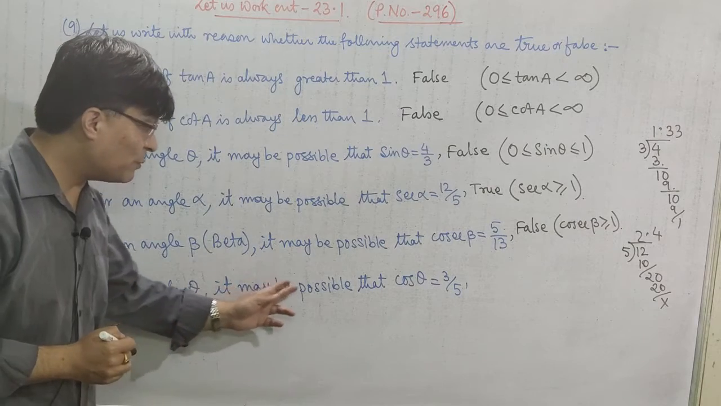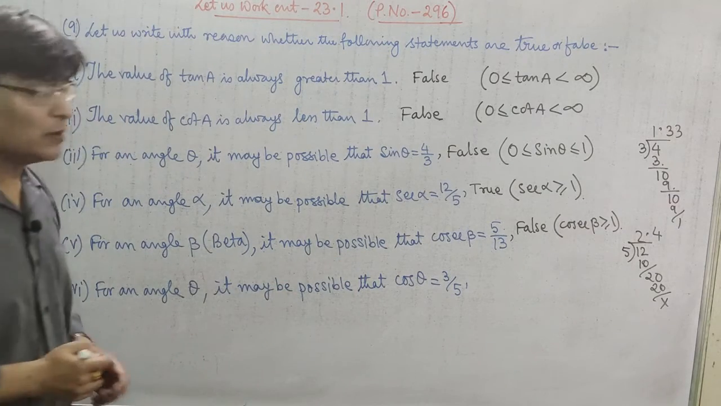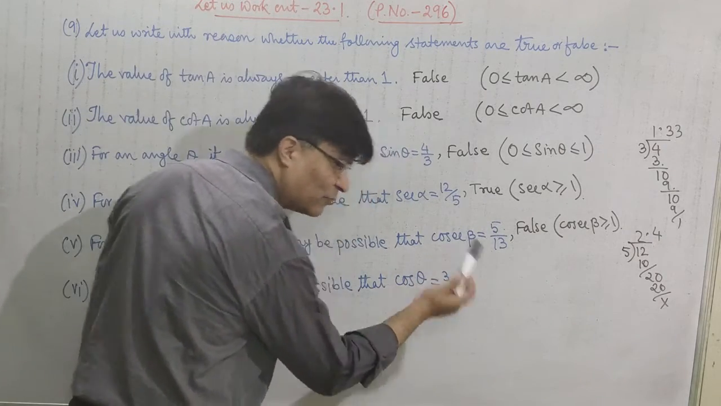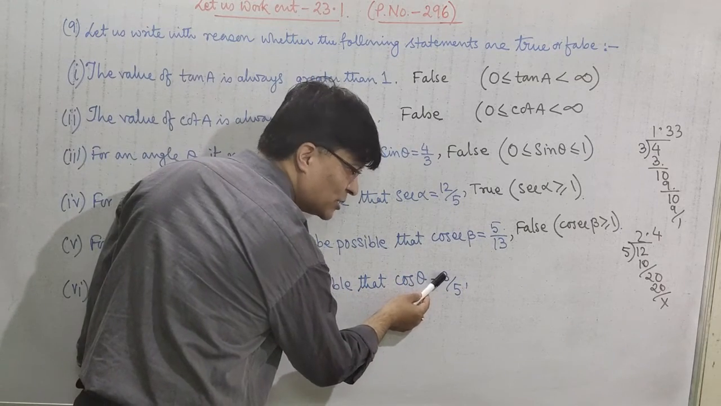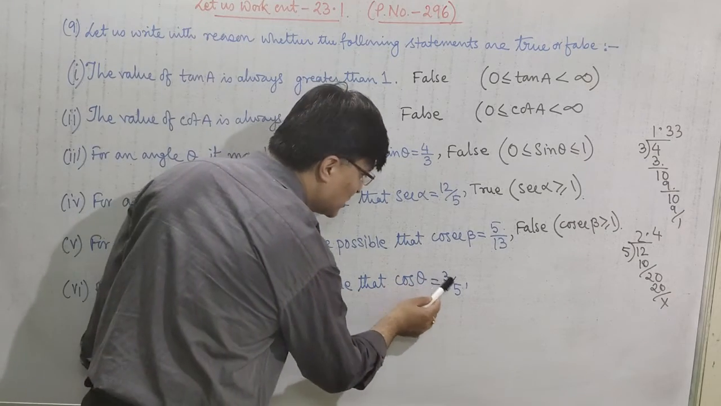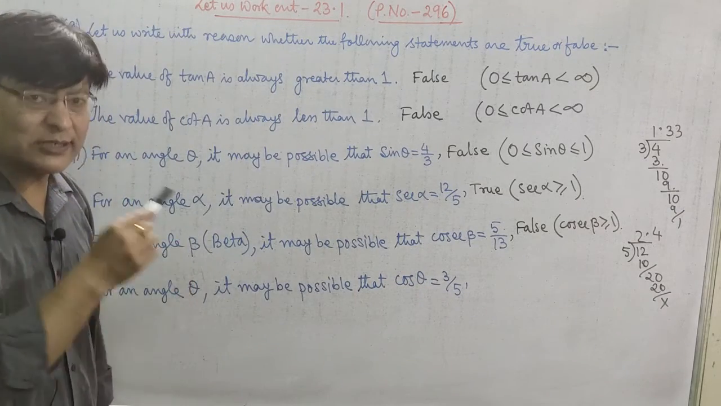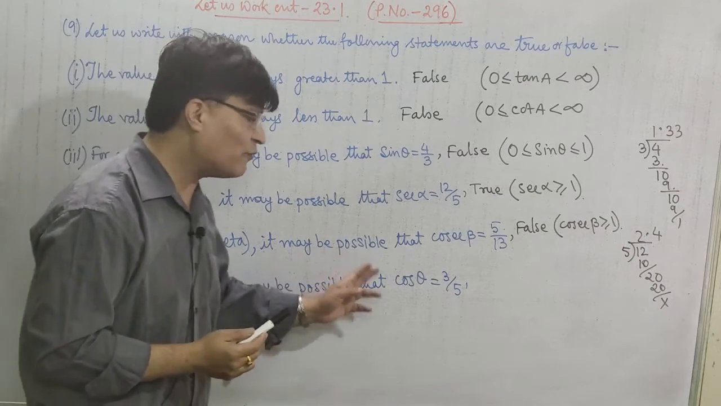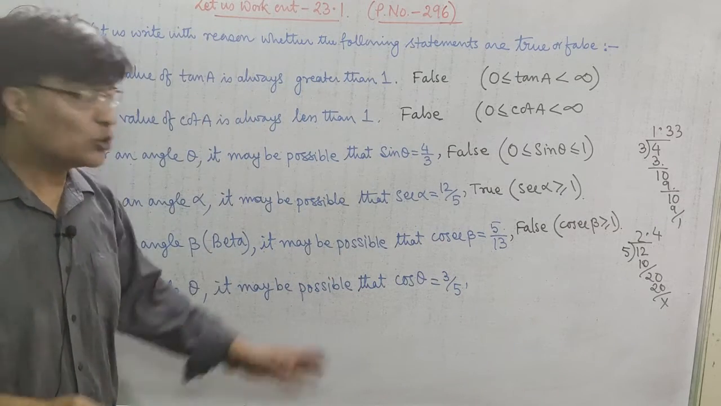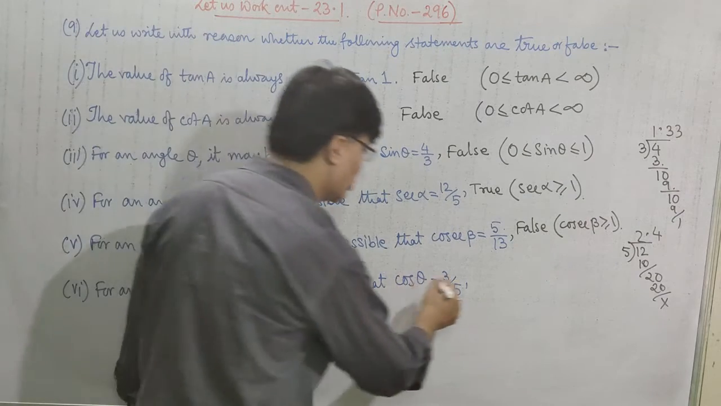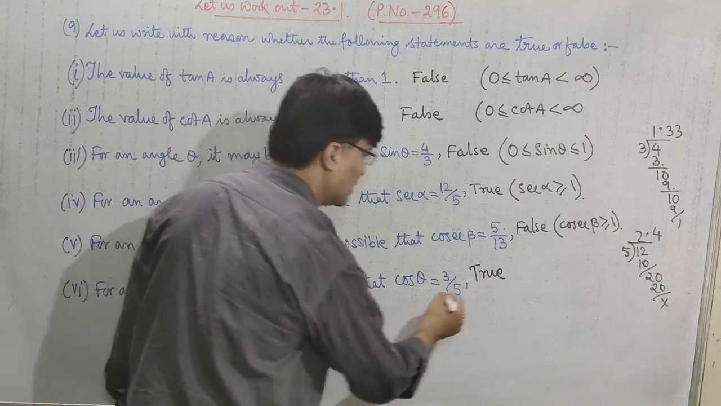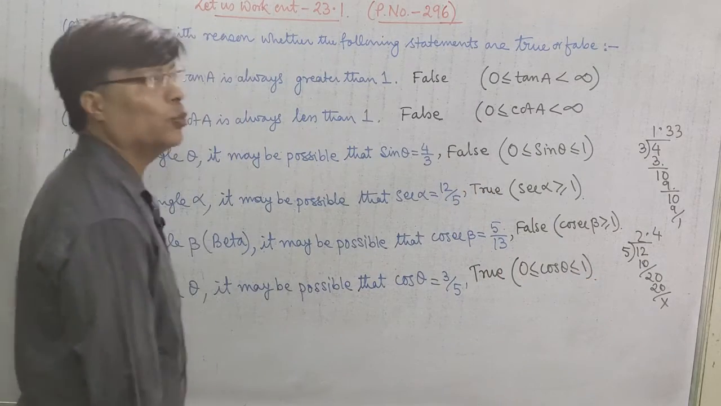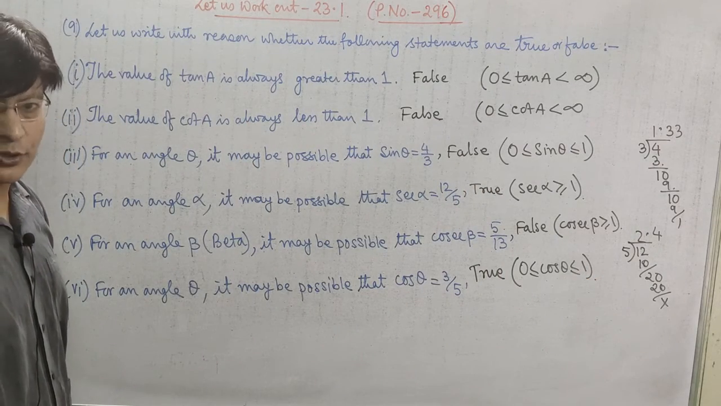For an angle theta, it may be possible that cos theta is equal to 3 upon 5. So what can you say about this fraction? Is it greater than 1 or less than 1? Here the numerator is 3 and the denominator is 5. The numerator is less than the denominator. If the numerator is less than the denominator, then this fraction is always less than 1. And you know that the value of cos theta lies within 0 and 1. So this is the correct statement, so it is true. What is the reason behind it? Because 0 is less than or equal to cos theta, which is less than or equal to 1. So I think you have understood it.